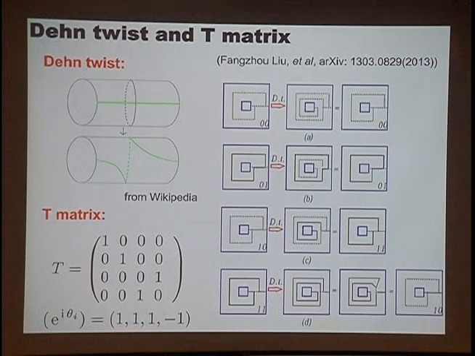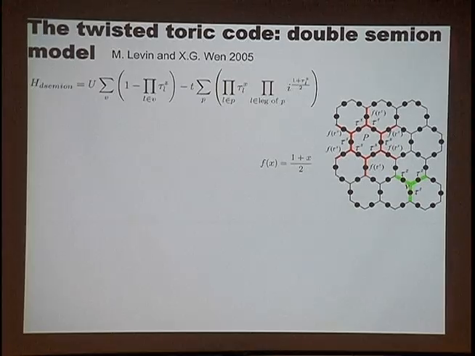Okay, so with this kind of thing kept in mind, let's think about a slightly more interesting model. We call this the double semion model. It's kind of like a cousin of this toric code.